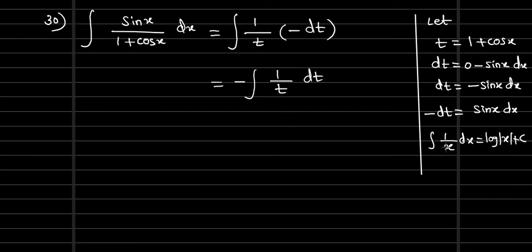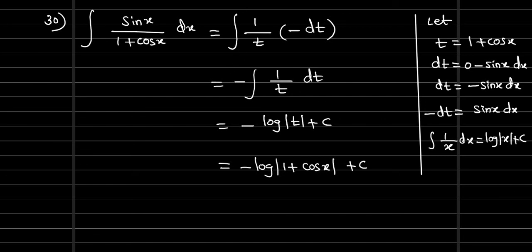So the denominator function, when we differentiate, if we get it in the numerator, then the denominator function directly we can write inside the log. So t differentiation dt we have as the numerator. So this t we can write inside the log. Log modulus of t plus c. So what is the t? 1 plus cos x. So minus log 1 plus cos x plus c. That's all, the solution of the 30th one.